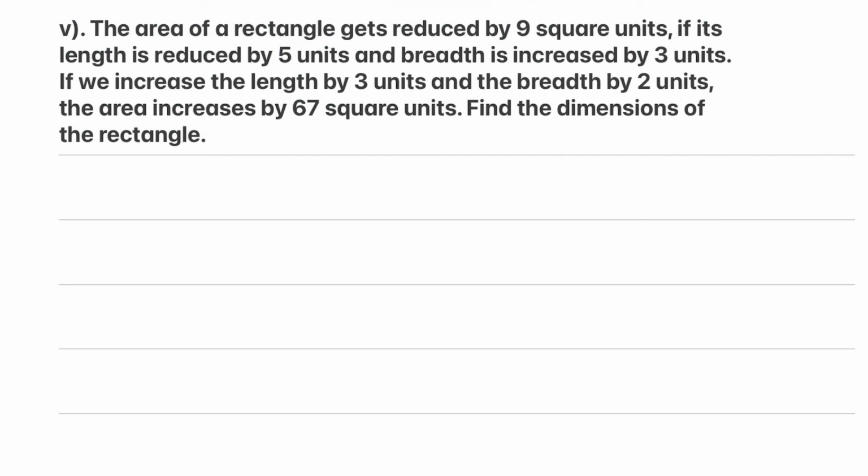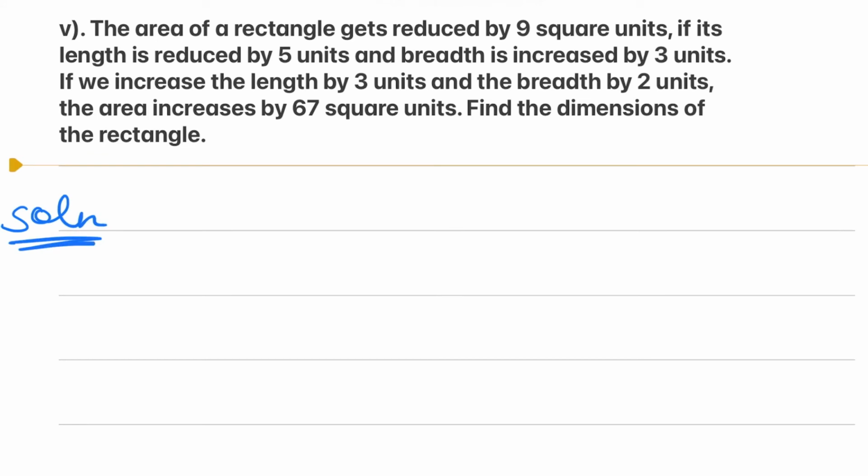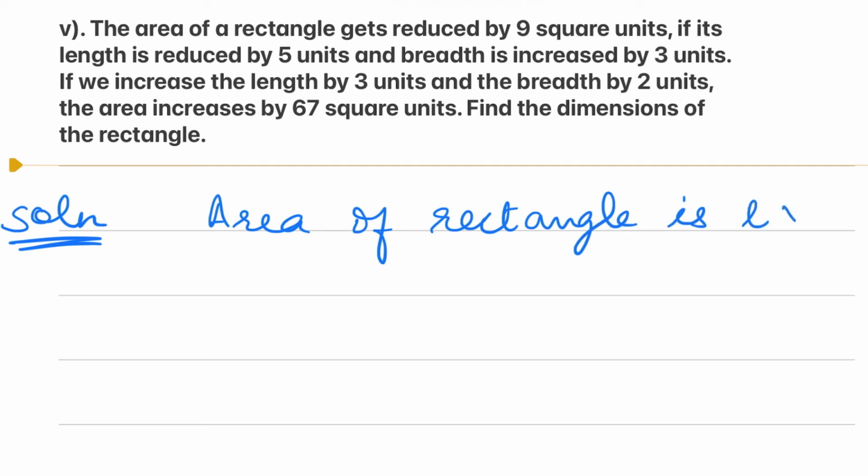Fifth part now. It says the area of a rectangle gets reduced by 9 square units if its length is reduced by 5 units and breadth is increased by 3 units. Secondly, if we increase the length by 3 units and breadth by 2 units, the area is increased by 67 square units. So find the dimensions of the rectangle. Let's start solving. So we know that area of rectangle, first we have to know that is length into breadth.